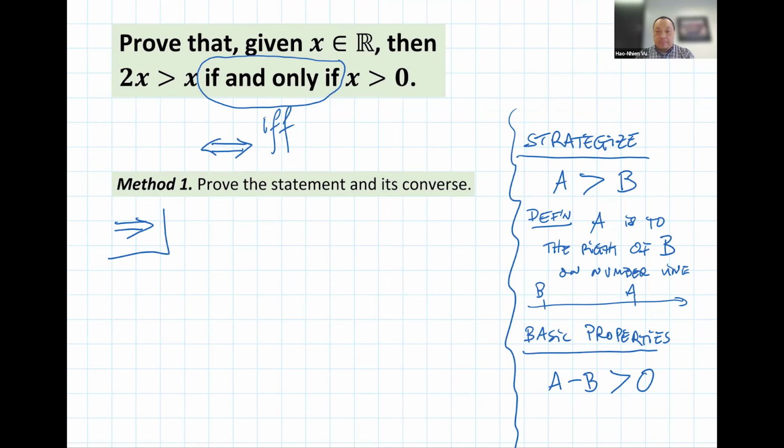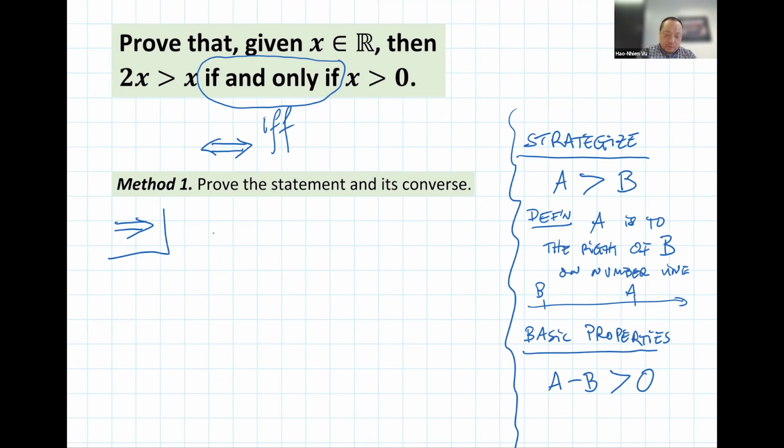This is more promising because I can manipulate a difference, a subtraction, using algebra. It's really hard to manipulate positions on a number line. It's still doable, but it's just hard. So I'm going to go with this approach.